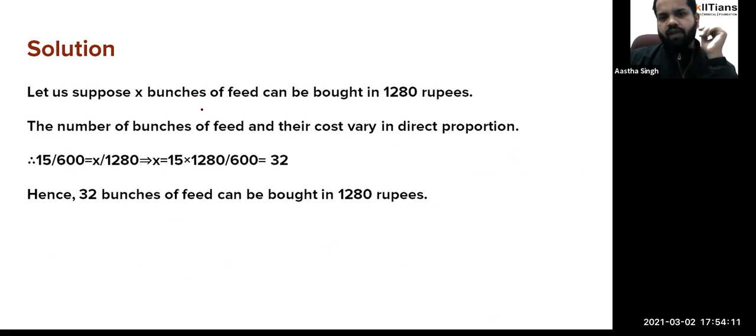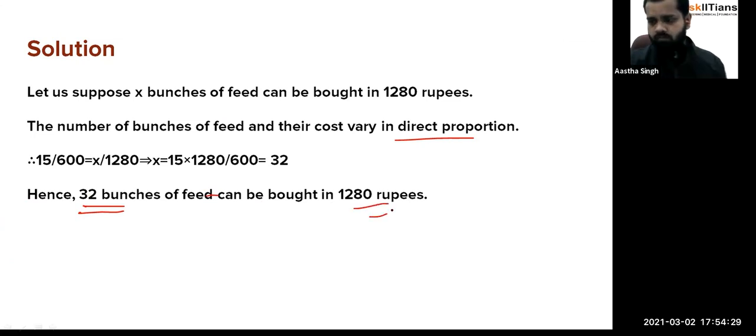The number of bunches of feed and their cost vary in direct proportion. Okay, so you can write 15 by 600 = x by 1280, or you can write 600 by 15 = 1280 by x. That's the same thing. So 32 bunches of feed can be what? 1280 rupees.